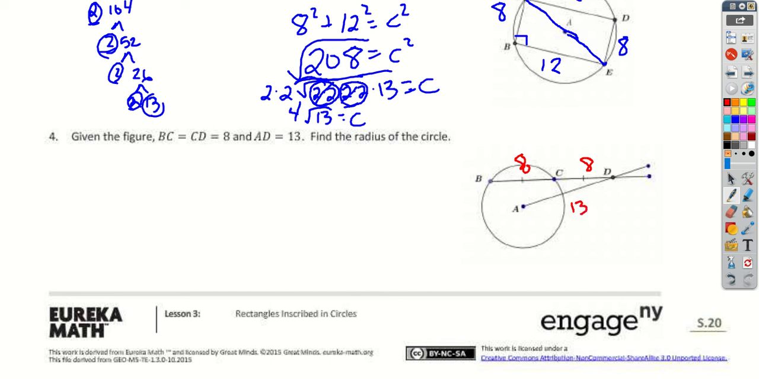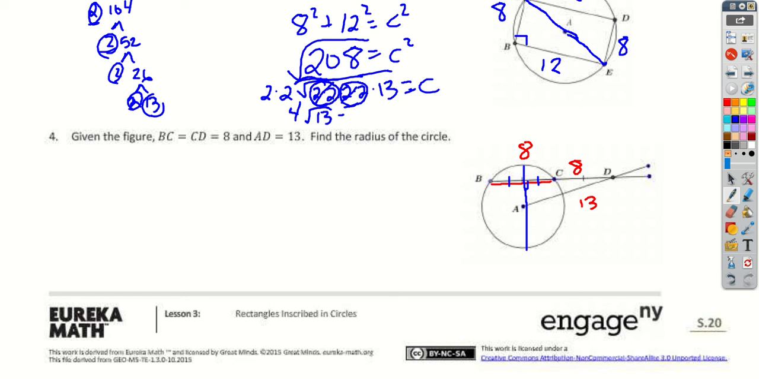Now, 2 things. Number 1, this is a chord from B to C. So I'm going to move that first 8 out of the way a little bit because I'm about to do something to it. So this whole thing is 8. This is 8. And this is 13. So if we know that this is our 8, if I draw my diameter, I know that it's going to be perpendicular and cut this chord in half. So far, so good, right?